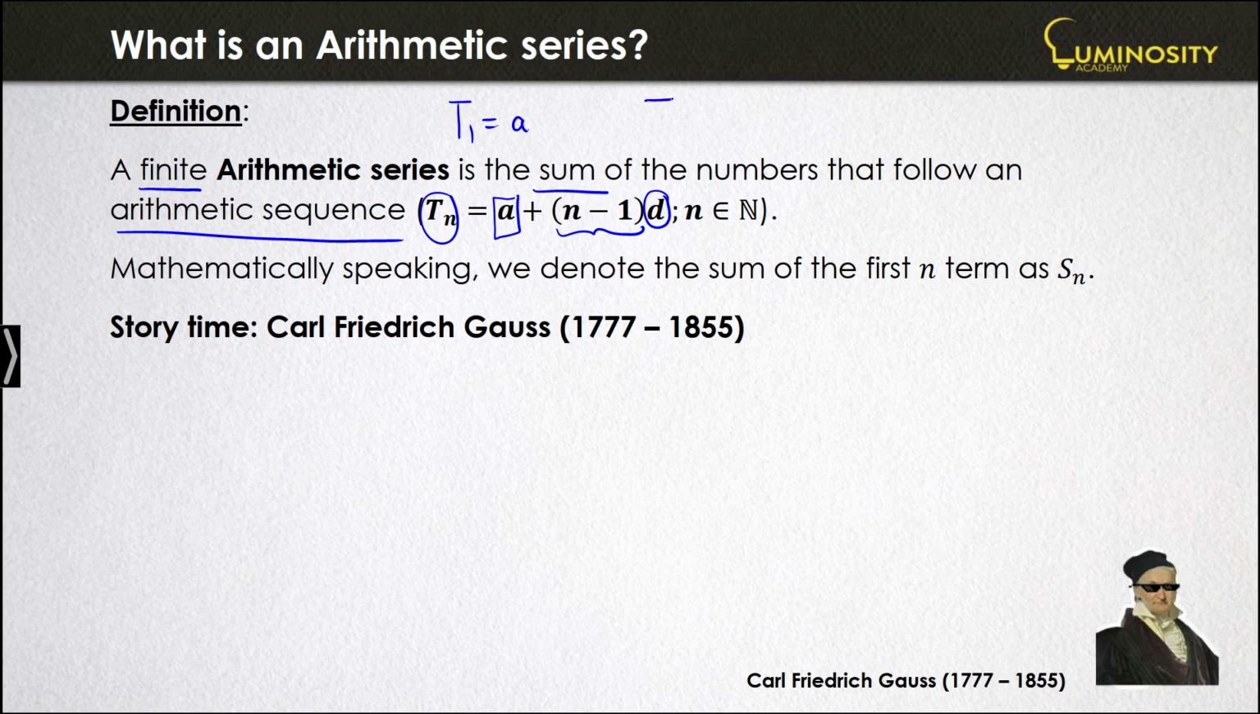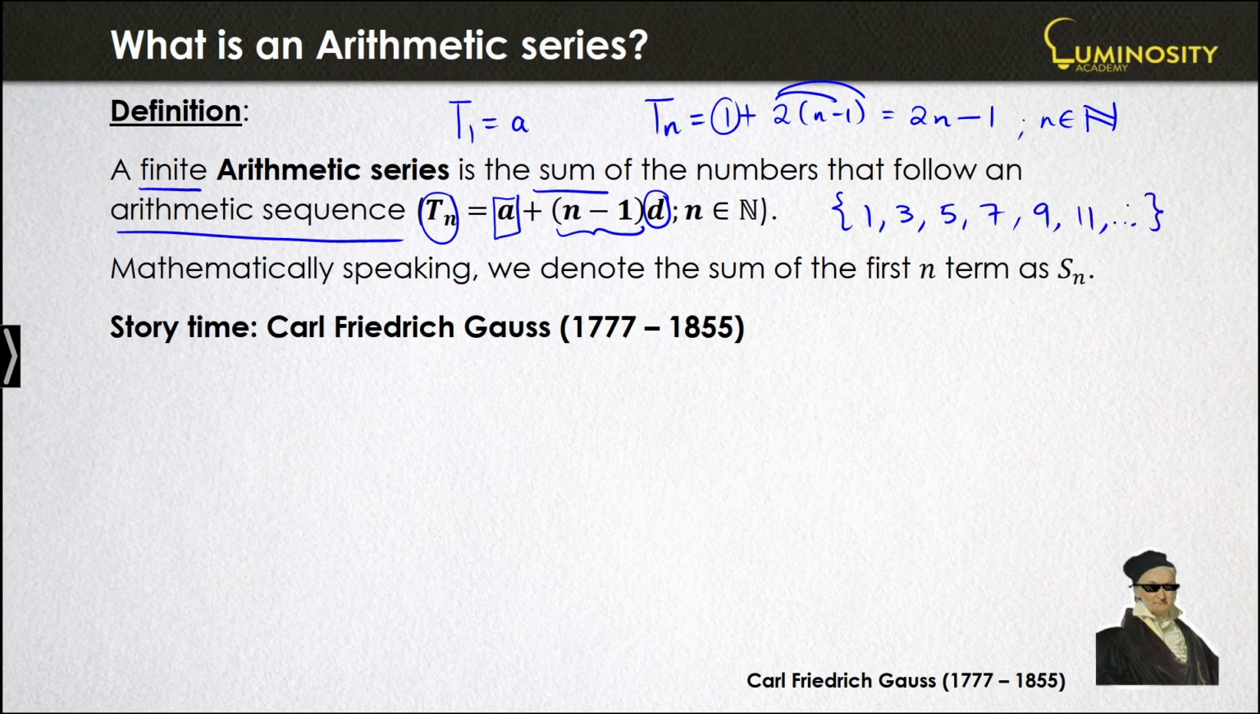So for example, if I let Tn be the sequence 1 plus, and we'll let d equal 2, times n minus 1, then if we distribute that out, we'll have 2n minus 2 plus that 1, so we'll have 2n minus 1 for natural numbers n. If I plug in natural numbers from 1 onwards, we'll get the sequence 1, 3, 5, 7, 9, 11, and so on. These generate all the odd natural numbers. This is an arithmetic sequence where to get to the next term, you're adding a constant difference of 2.